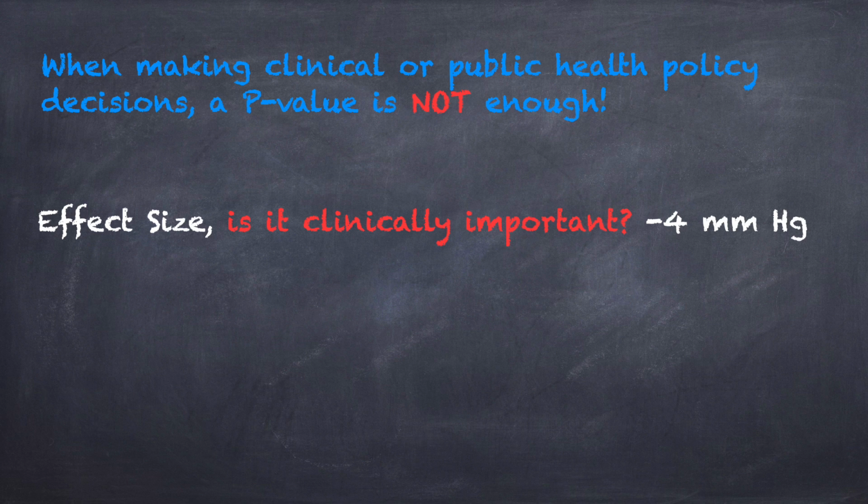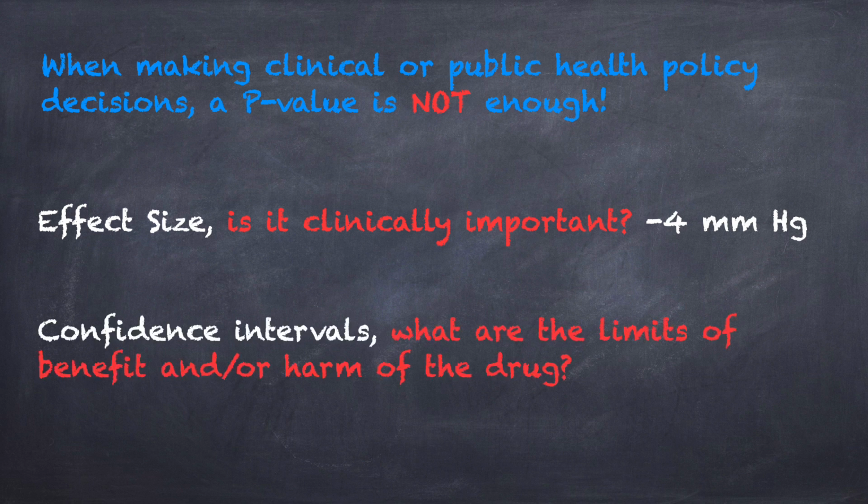Another essential measure is the confidence interval, which helps us see the lower and upper limits of our measure. What is the best and worst case scenario? For example, the red drug can decrease blood pressure anywhere from merely 2 millimeters up to 6.